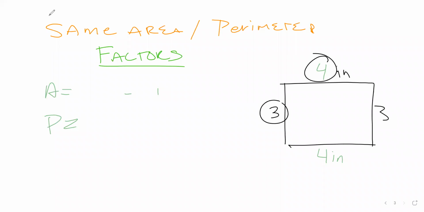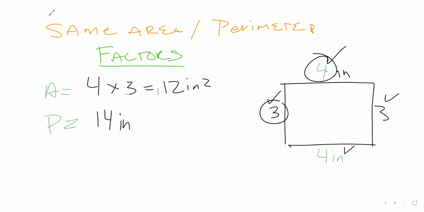Okay. So now again, find my area. 4 times 3 equals 12 inches squared, which means now if I add all this together, I should get 12 if I've done this correctly. Well, 4 plus 3 is 7, plus 4 plus 3 is 14. Oh, I'm close. I'm not there, but I'm close.